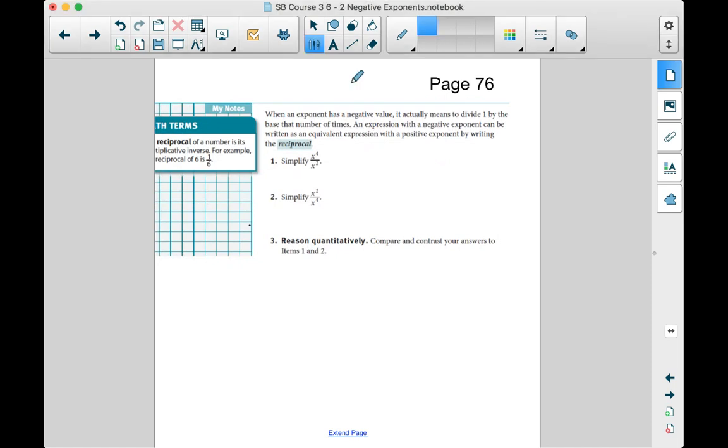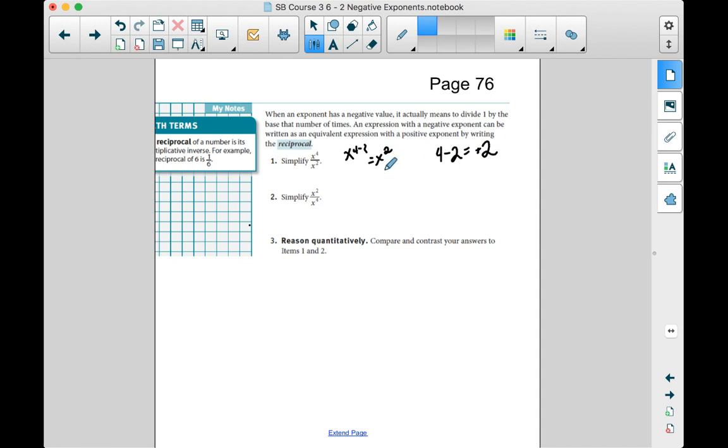Okay, so the last couple of points today to make on this topic, go ahead and turn to page 76. The thing I want to point out here is that whenever you do this, if you had x to the power of 4 minus x to the power of 2, that would give you x to the power of 2, because 4 minus 2 is a positive 2.